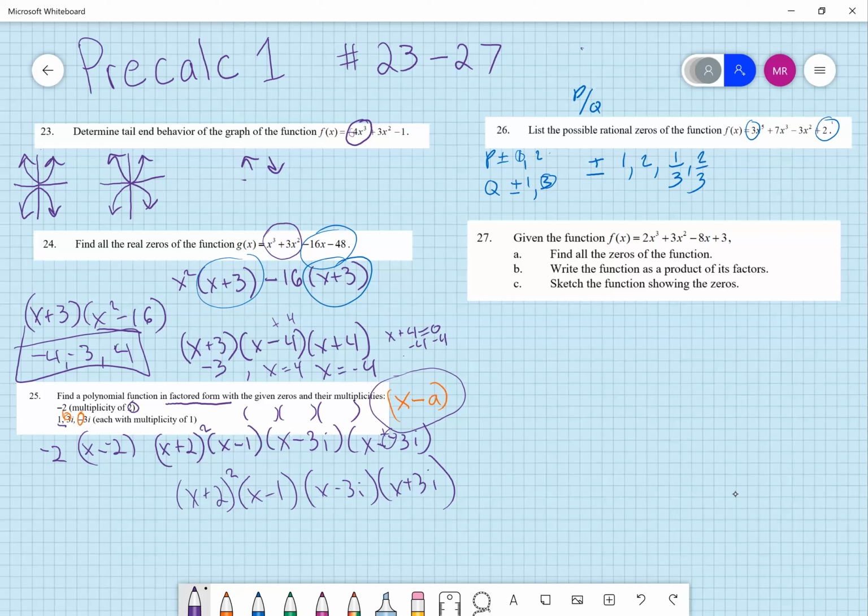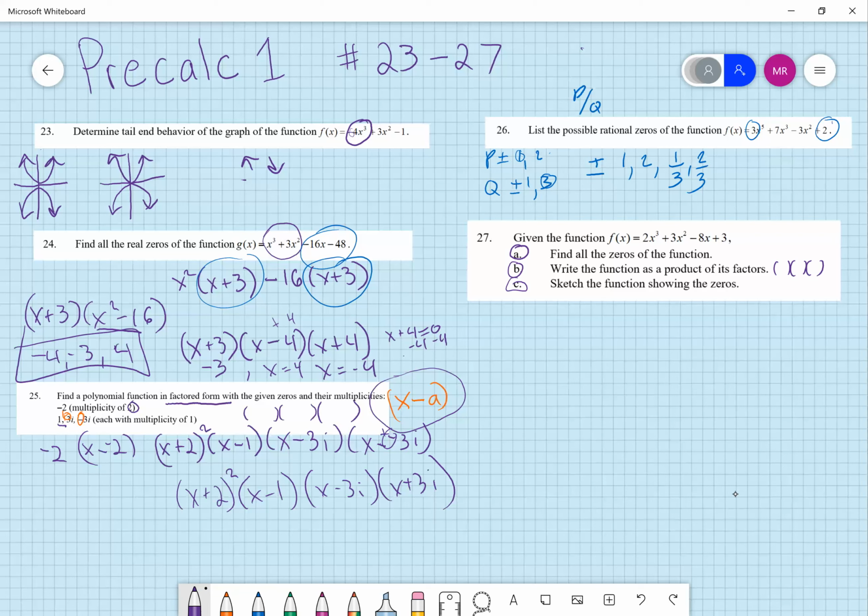Given the function f of x equals 2x cubed plus 3x squared minus 8x plus 3. So first we want to find all the zeros of the function. And then we're going to write it as a product of its factors with the parentheses, and then we're going to sketch the following zeros.